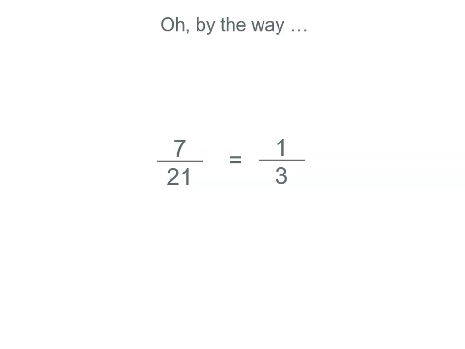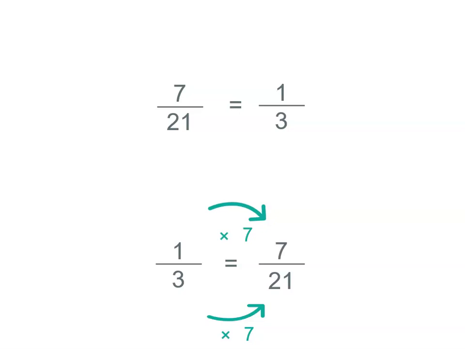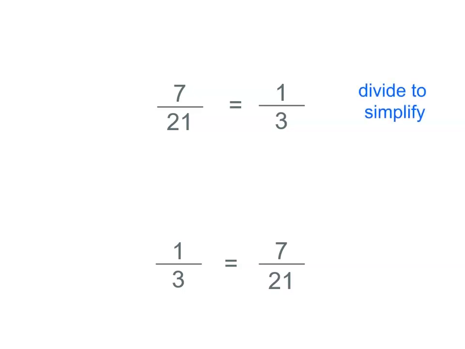Oh, by the way, we can actually see something here, because if we started with 1/3 and we said, look, I want an equivalent fraction with 21 as the denominator, we could multiply that by 7 to get 21, and we'd multiply the numerator by 7 to get 7. So we've been able to go both directions, simplify it or find an equivalent fraction. One time we divide by the common factor, another time we multiply.